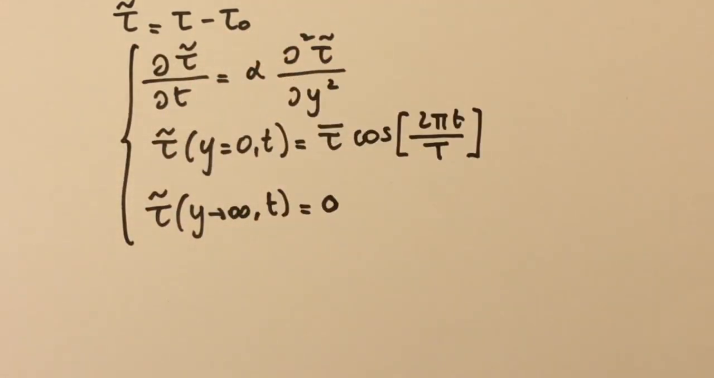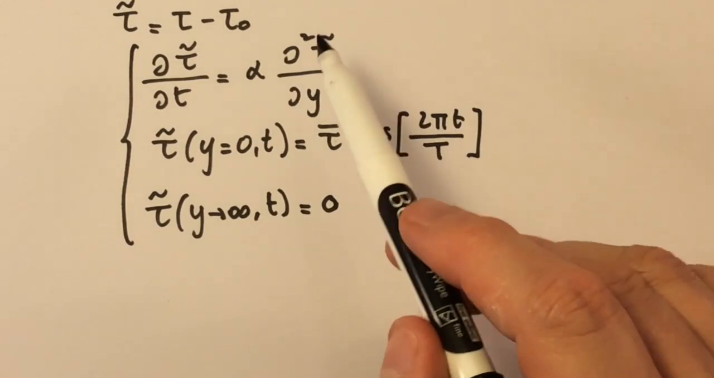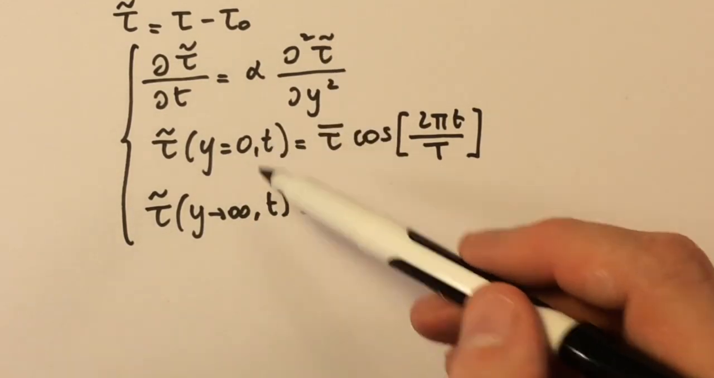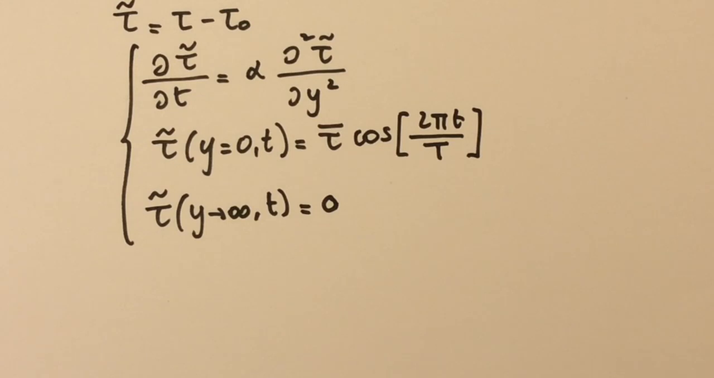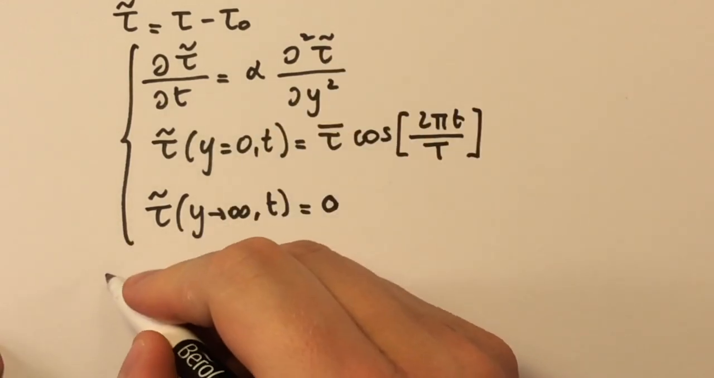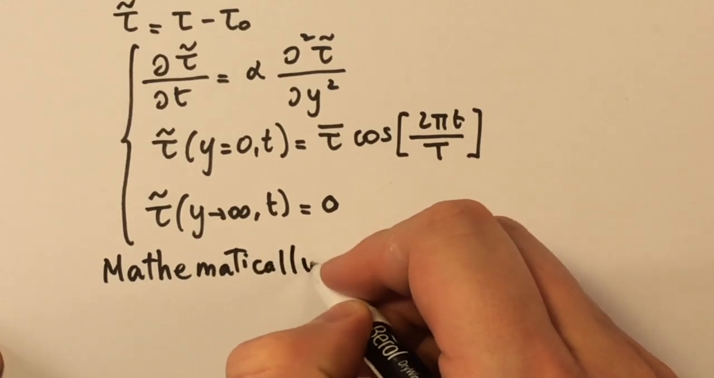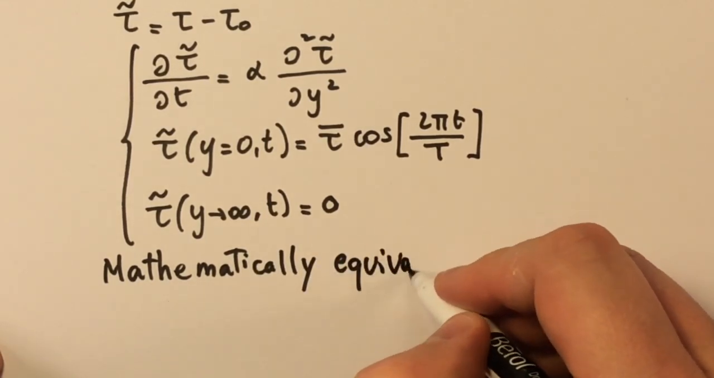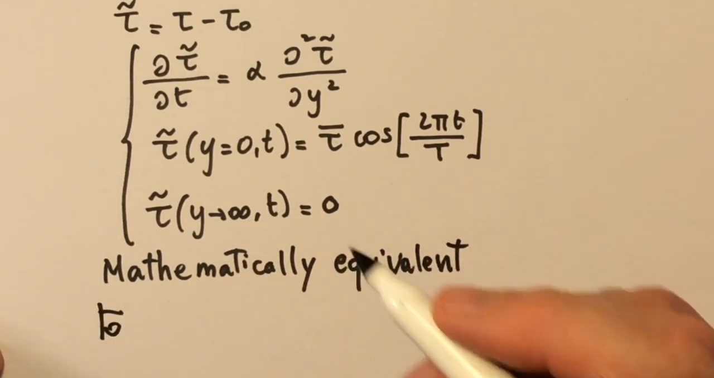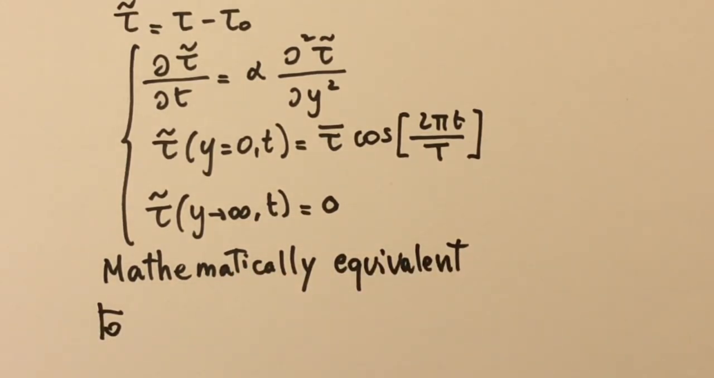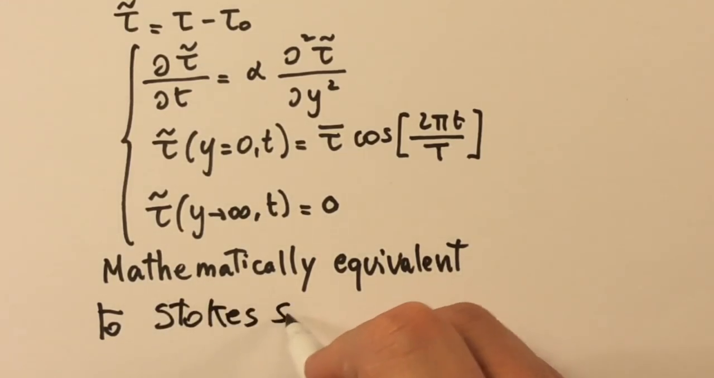Very good. So we have defined our problem. We neglect the initial effects, so we don't have an initial condition. And this is a second order problem in space, so we have two boundary conditions in space. And immediately we note then that this problem is mathematically equivalent to a very well-known problem in fluid mechanics called the Stokes second problem.